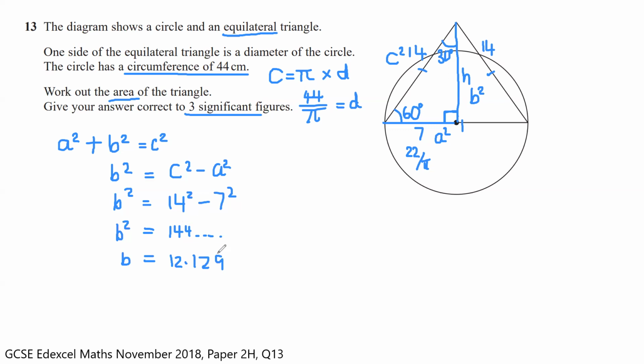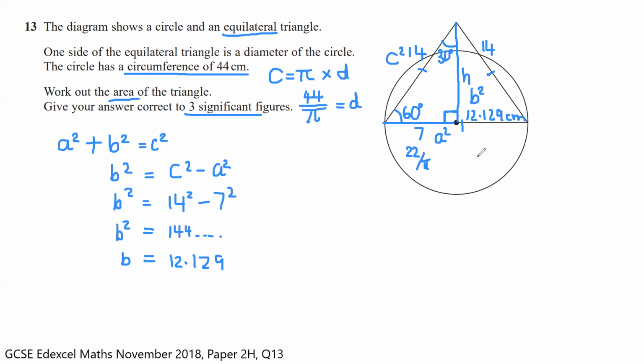Okay, so we've got this value of 12.129. At this point, I'm going to do a very quick sort of sensibility check. So we've got a hypotenuse of 14 centimetres. We've got this side length of 7 centimetres. So it does make complete sense that our height of this triangle is 12 centimetres. So I'm happy with that. So I've got a distance of 12.129 centimetres for this height here.